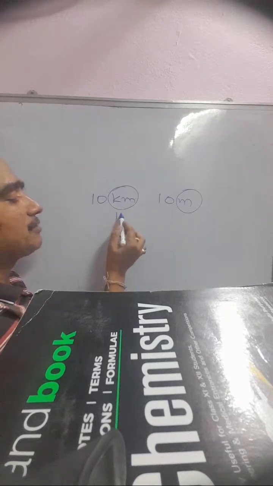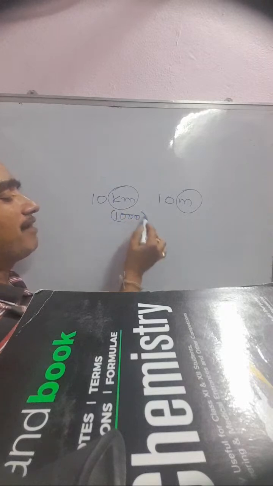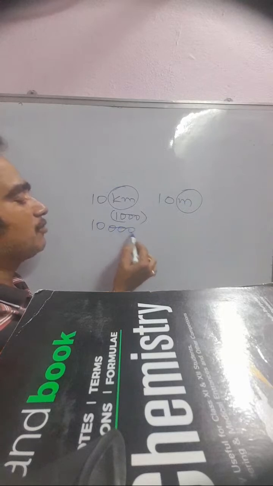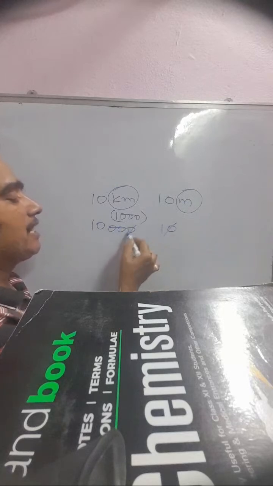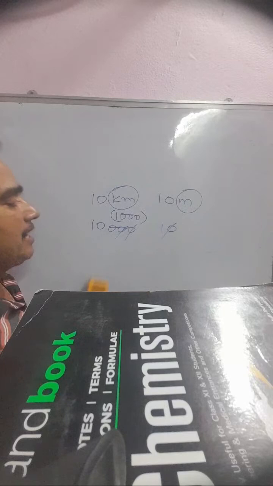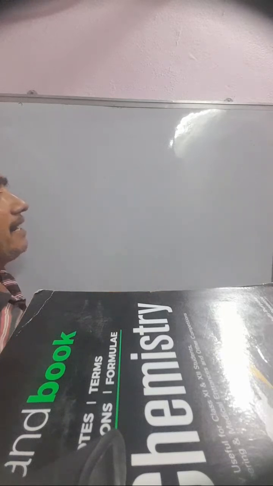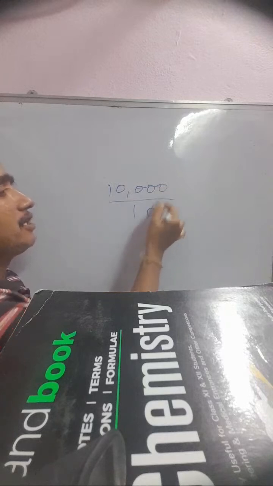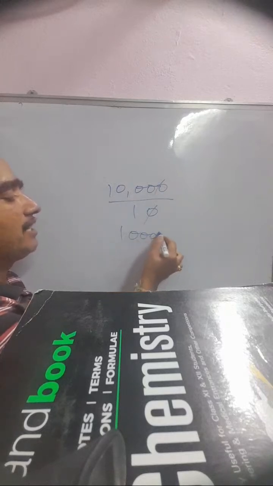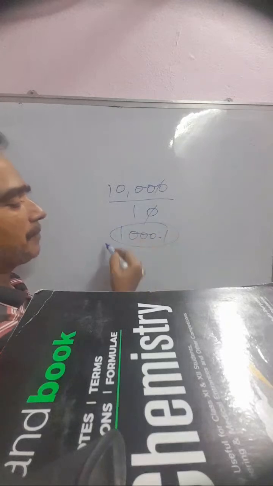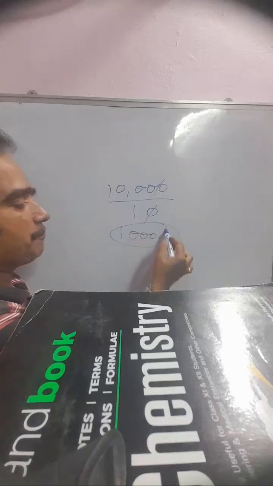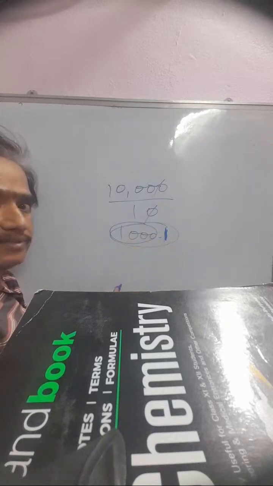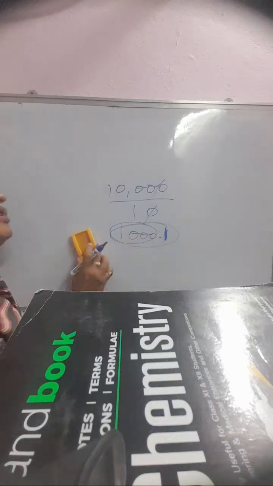So kilometers must be expressed in meters: 1 kilometer is 1000 meters. So it will become 10,000 meters and the other is 10. Now we can compare 10,000 by 10. 10,000 by 10, 0, 0 cancel. 1000 is to 1. So this is the simplest form. For every one step of my brother, I stepped 1000 times. Is it clear? So this is comparison.